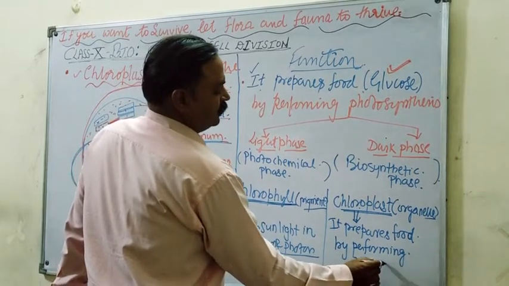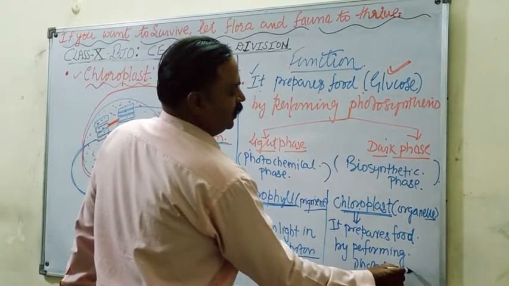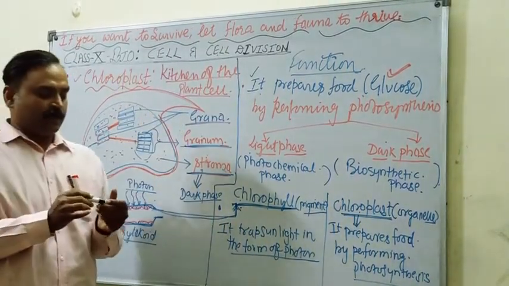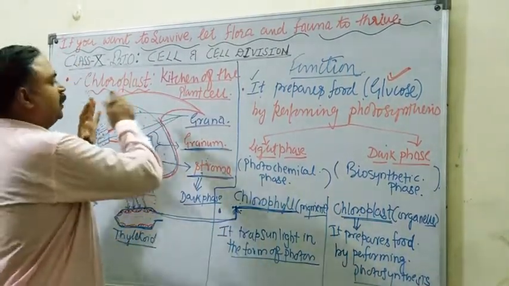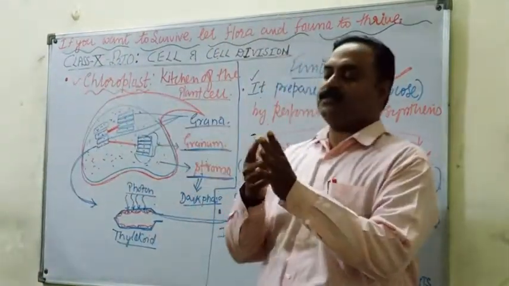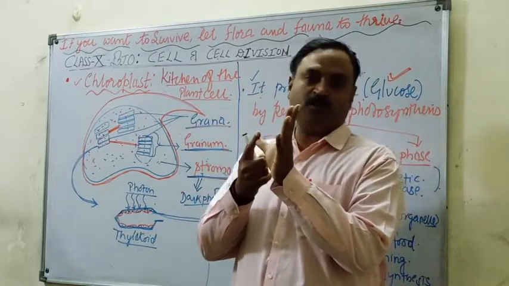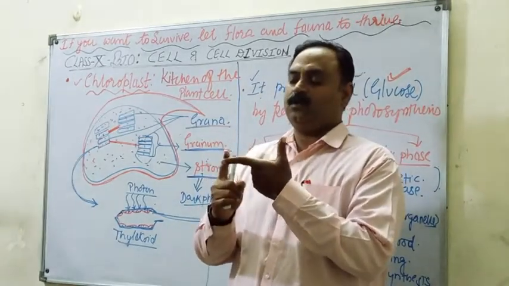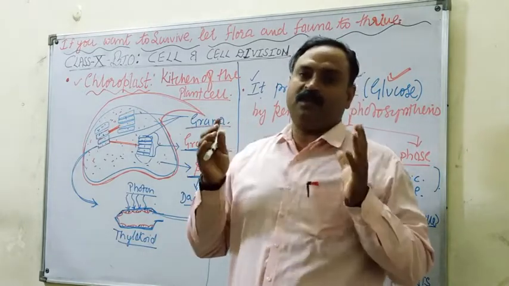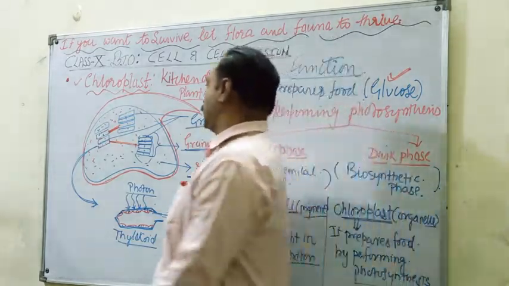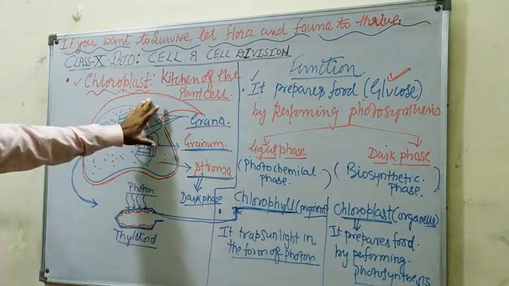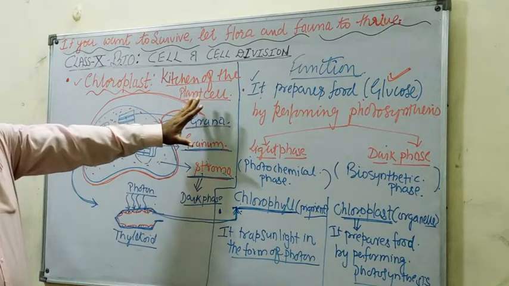So this we are going to study in detail in the forthcoming chapter. In this cell chapter, among all the important cell components, the first was centrioles, then vacuole, then chloroplast, chromosome. We study all this in the cell chapter in class 10th, isn't it? So this is all about your chloroplast, which is called the kitchen of the plant cell.